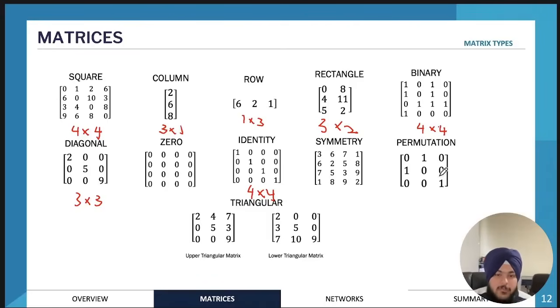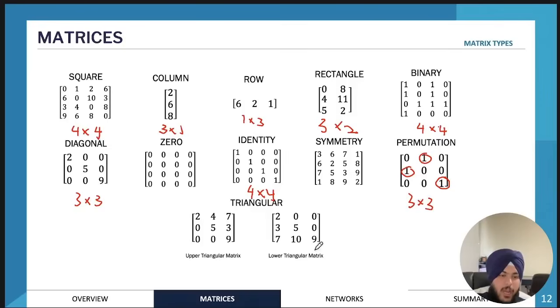And then we have permutation matrices. Permutation matrices are essentially a type of binary matrix, but they only have one 1 in each row and each column. And it also needs to be a square matrix, so the same number of rows as columns. Permutation matrices are also a really common matrix type that you will see as we go through the lecture today. This is a 3 by 3.